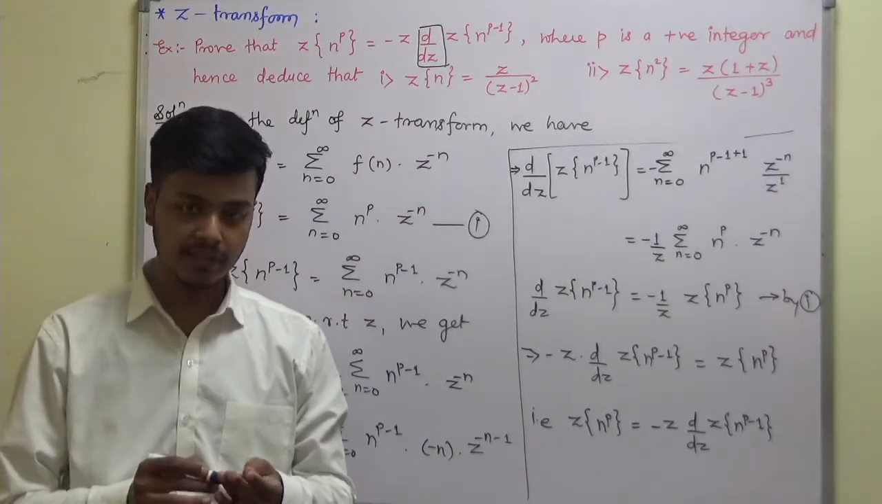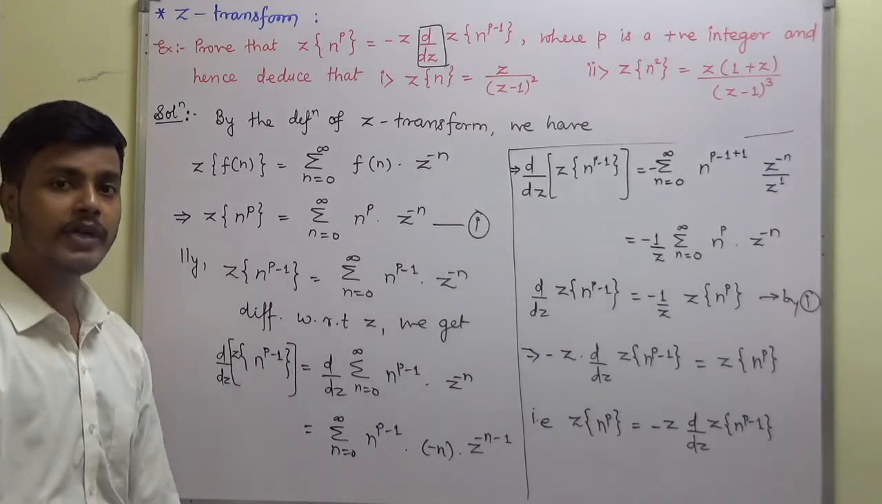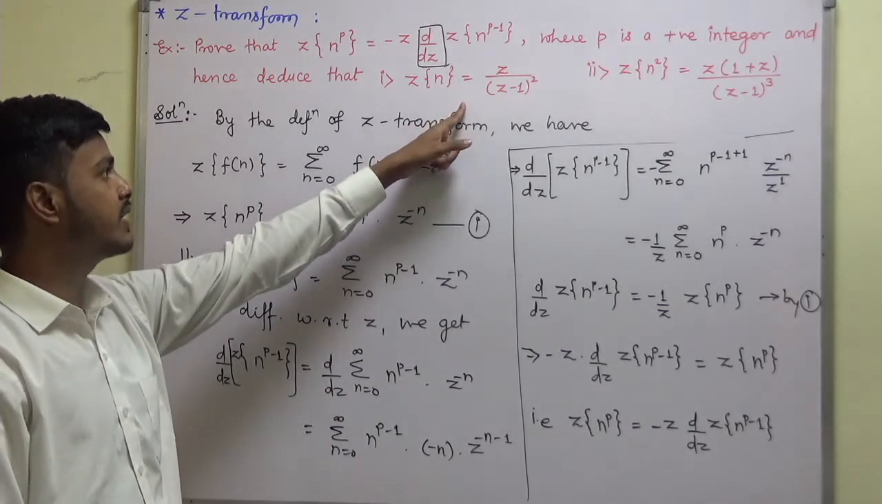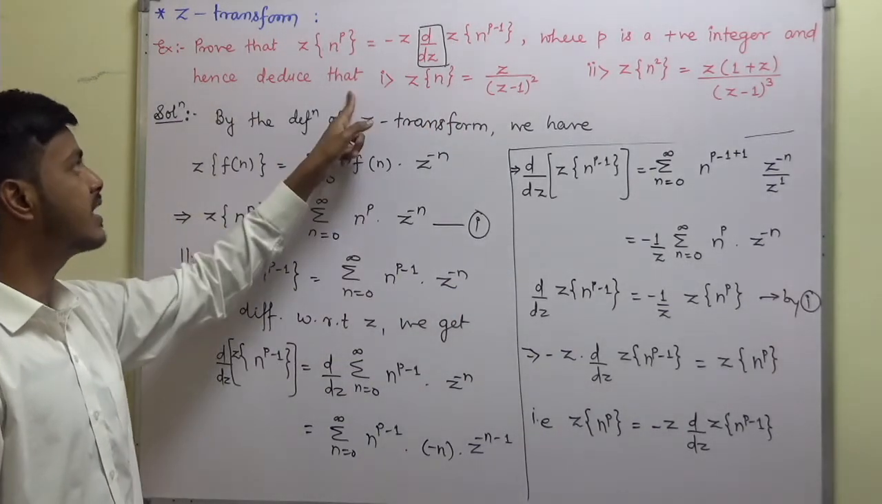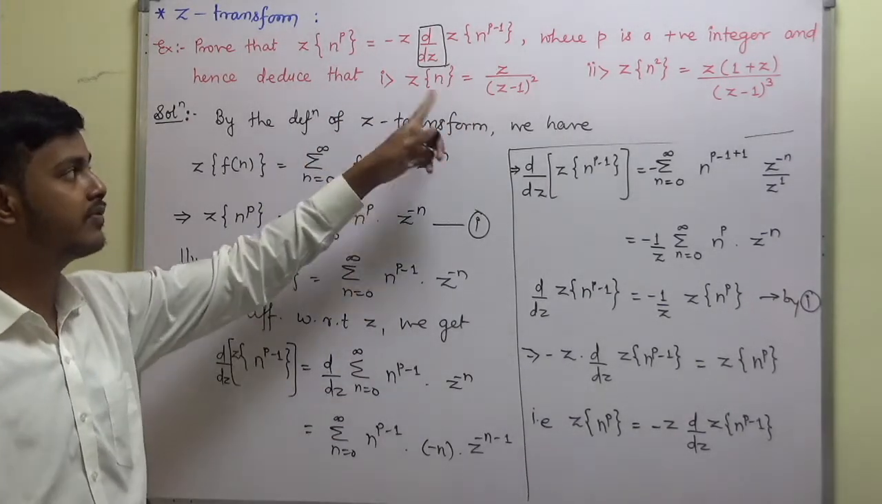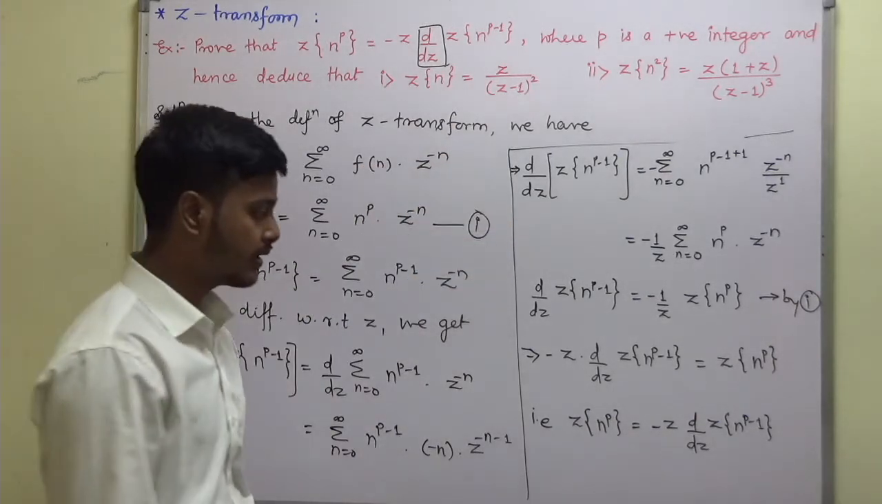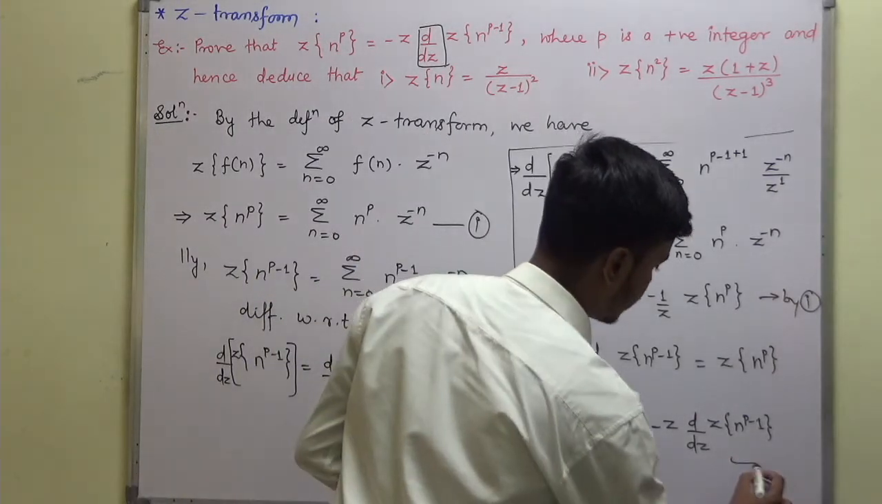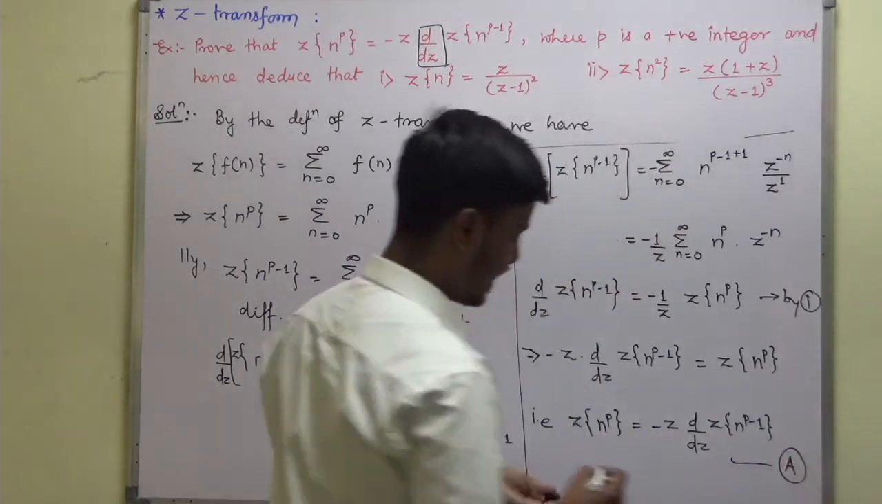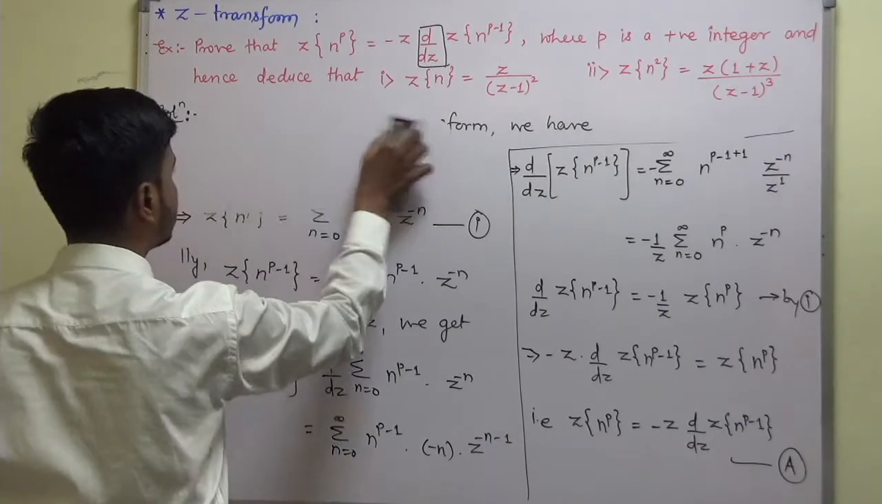Very simple. Okay, so this is just the first part. Now look at the second part. In the second part we have, hence deduced, this and this. So I'm going to prove one result from these two and the other one you have to solve. So say this is my equation A. Now the second part, I will do now.